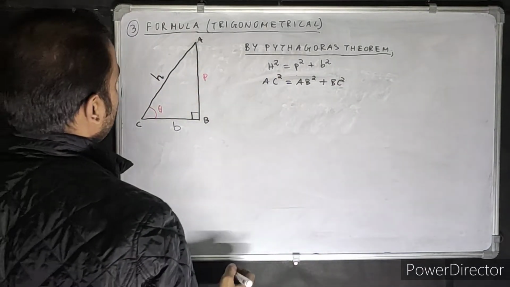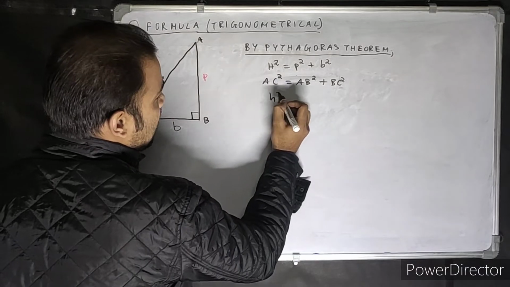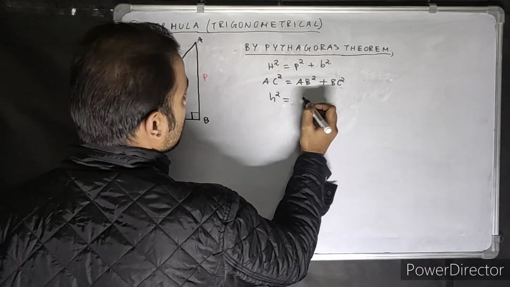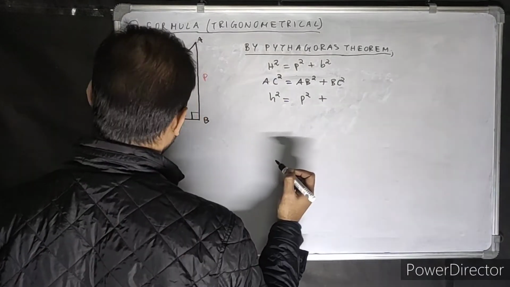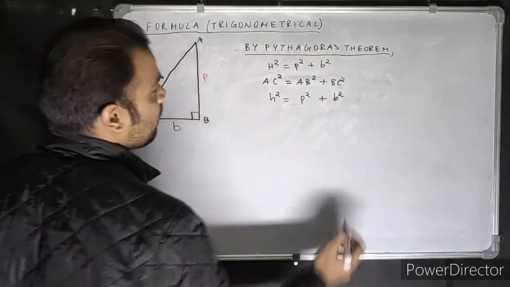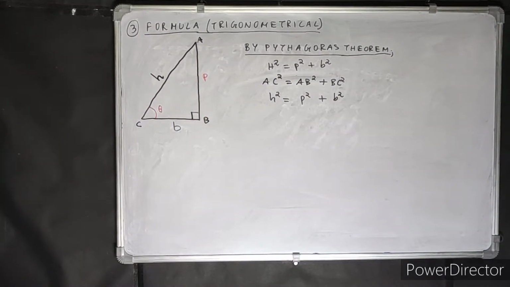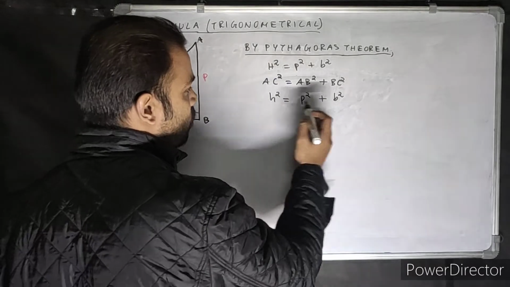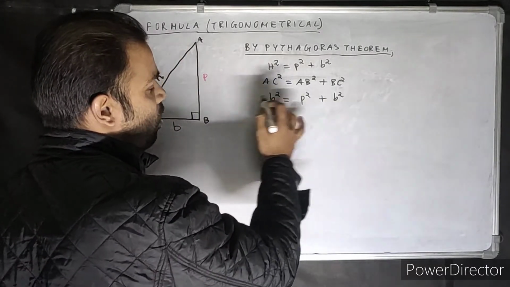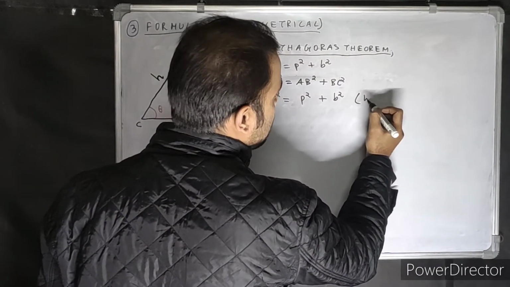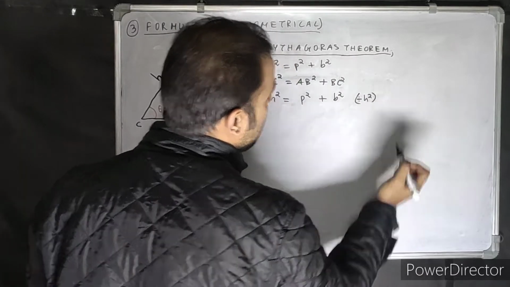Now look at this very carefully. So AC is H square, AB is what? Of course P square, and BC is the small b square. Now I want to divide this whole equation with an h square. Let's divide it by h square.